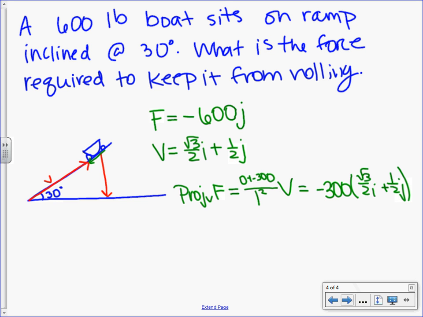So let me ask you, what is the force to keep it from rolling? What are you looking for? The magnitude. What is the magnitude of this projection? 300.